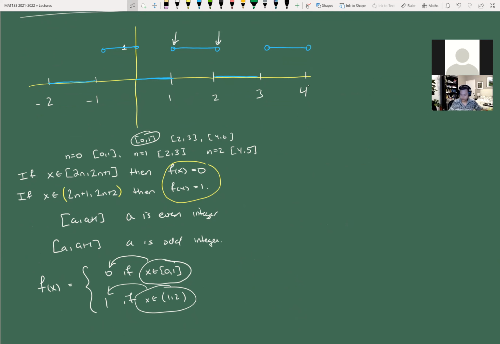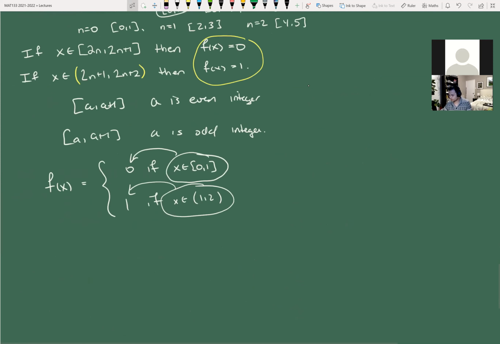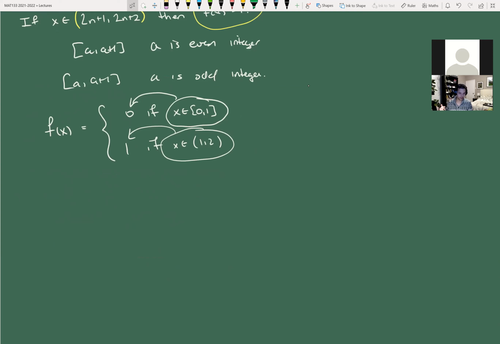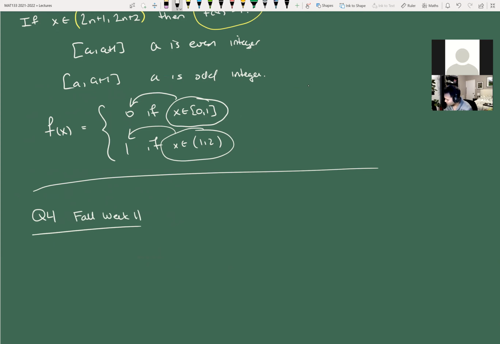Okay, let me then do kind of a standard question where I roll 2 dice, but one of the dice is loaded. Question 4. Okay, sure. So let's do question 4 then. Question 4, this is fall week 11. So the question, if you don't want to pull it up, says roll 2d6.